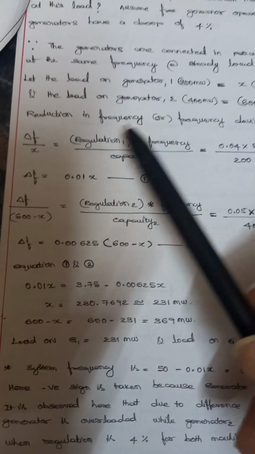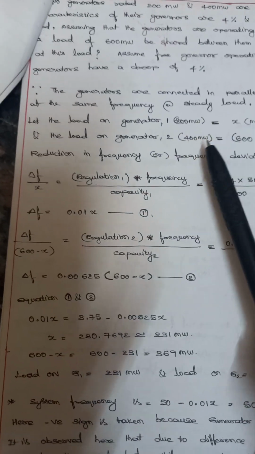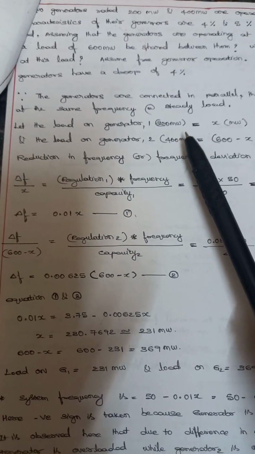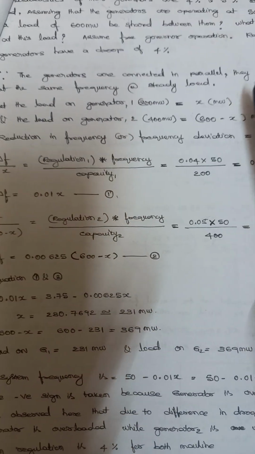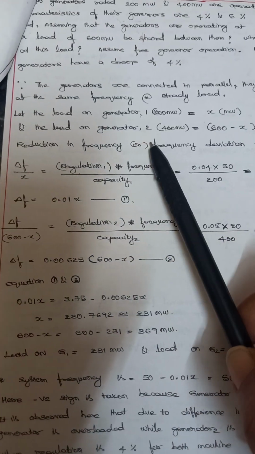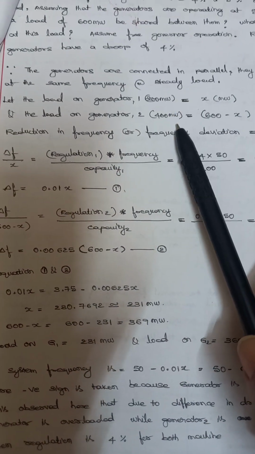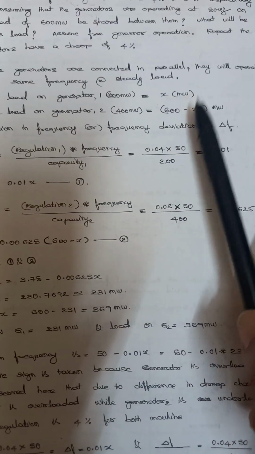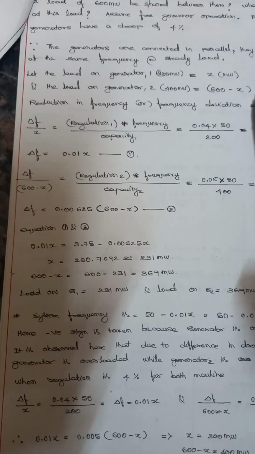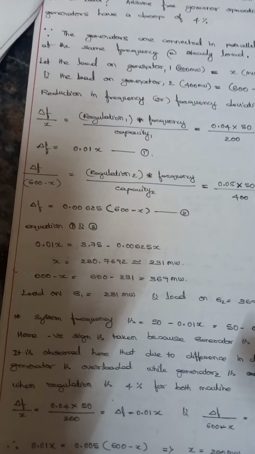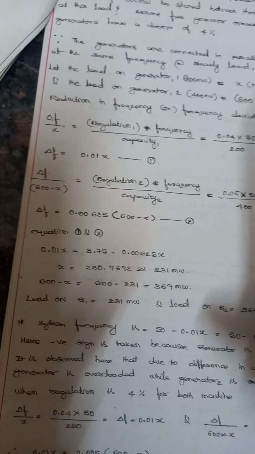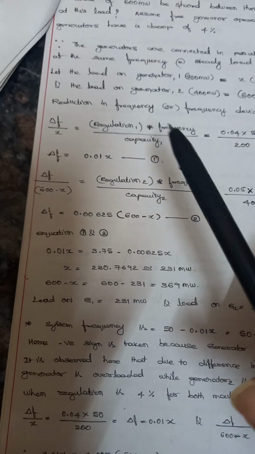Now, in this case, let the load on generator 1, with rated capacity 200 megawatt, be x megawatt, as we don't know exactly how much it is producing. Similarly, the load on generator 2, with rated capacity 400 megawatt, will be 600 minus x megawatt. So now, when this load is shared, we need to check how exactly the frequency reduction, or frequency deviation, takes place.